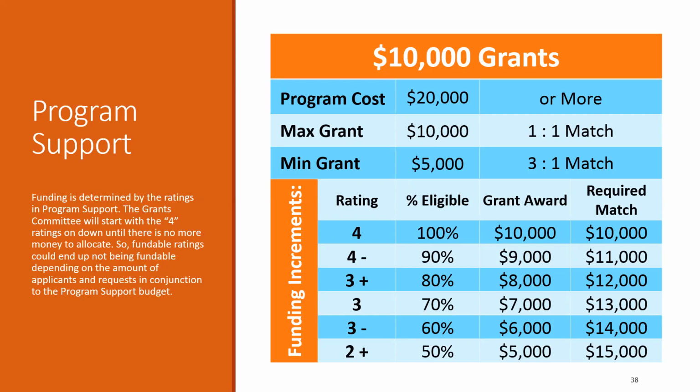Last year, we were only able to fund down to the 3s. And so even though last year we had organizations that received a 3- and 2+, we did not have enough funds to fund them last year. So again, the ratings you provide do inform what an applicant is eligible to receive. However, it's ultimately the grants committee and the commission that will determine which ratings we're able to fund in any given year.